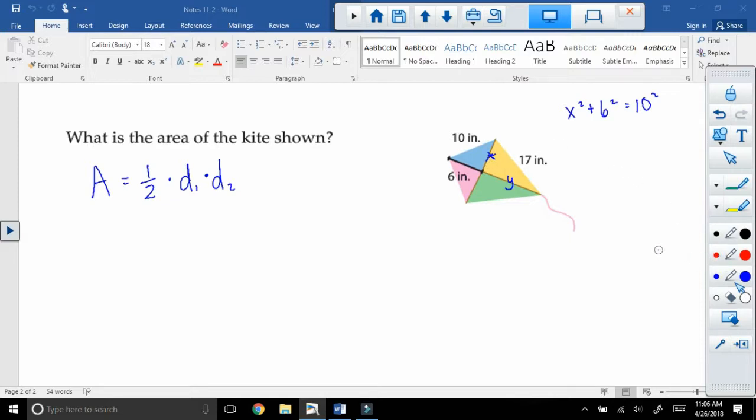Yep, I would do that. Did you push the wrong button on your calculator? Okay. So this part here would be 8. That's going to make this part here also 8. So one of those diagonals is 16.